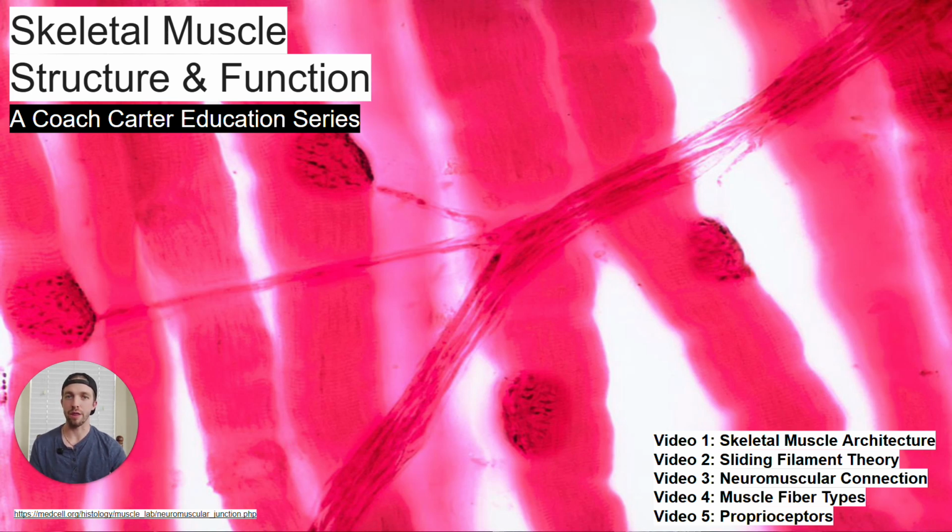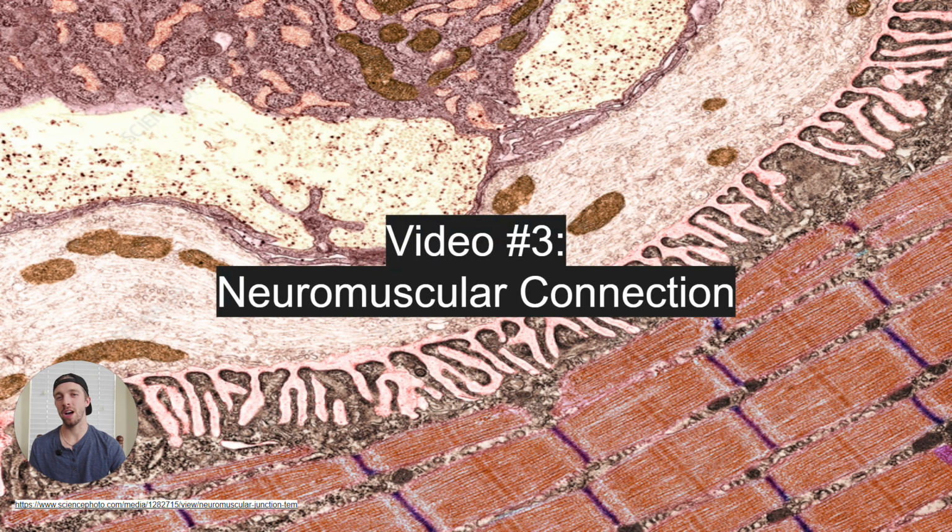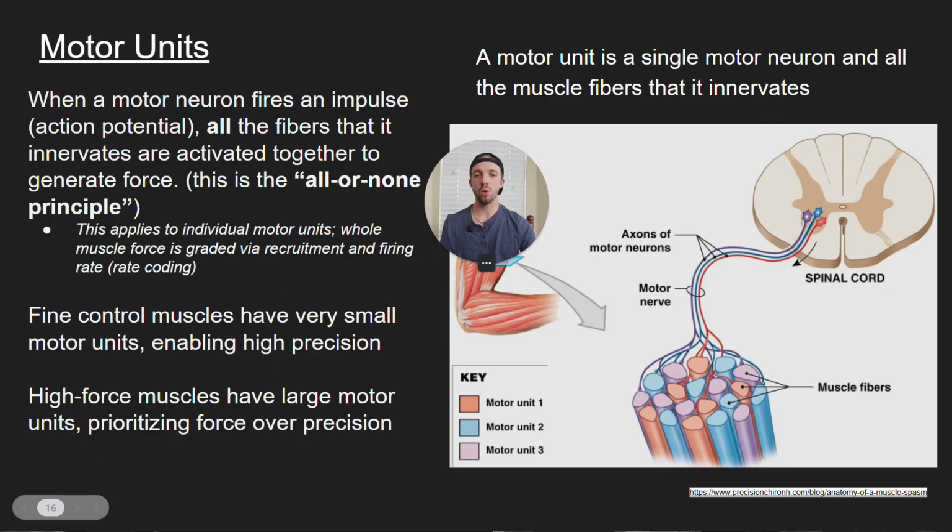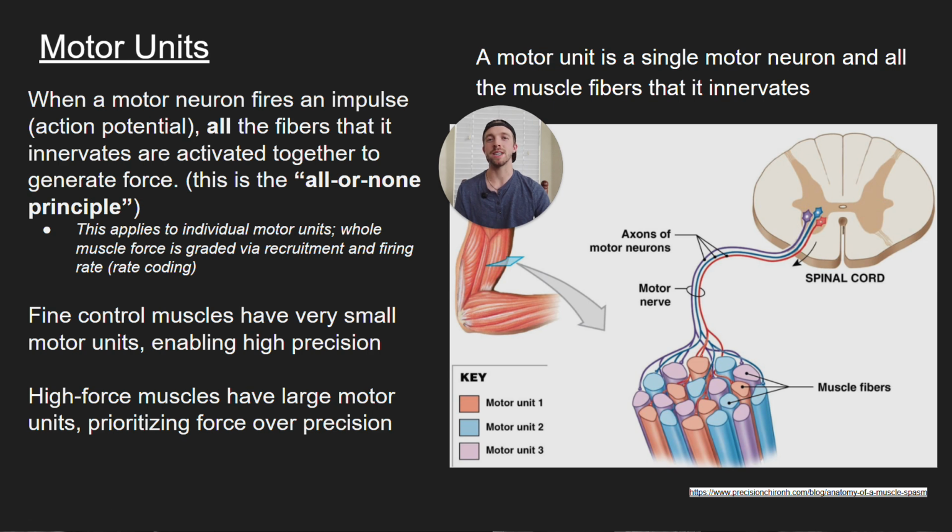Today is video 3. We're going to talk about the neuromuscular connection. Up until now, we've been staying mostly at the level of the muscle. Today, we're going to add the nervous system to it, see how the two interface together, and see how this allows us to regulate force output. Before we talk function, we've got to talk a little bit of structure, as structure will dictate function. And we start with the motor unit.